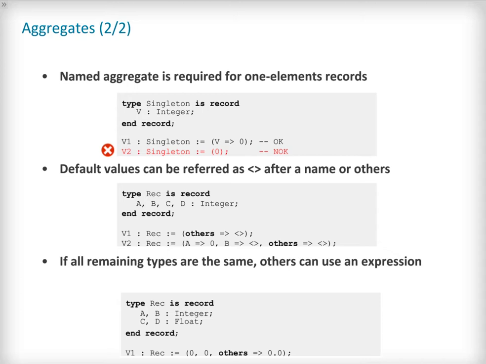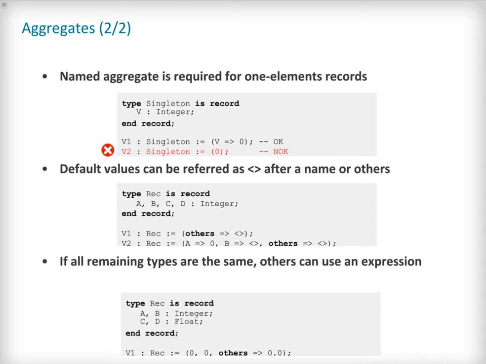On V2, I'm taking more advantage of this notation. I'm saying that A equals 0. Actually, I want to specifically say that for the value of B, I'm taking the default, and all other components will take the default values as well. Note that in this very case, the type rec, which contains A, B, C, D as integer, does not specify any default initialization expression. So in this very case, default would be whatever is in memory at this very time.